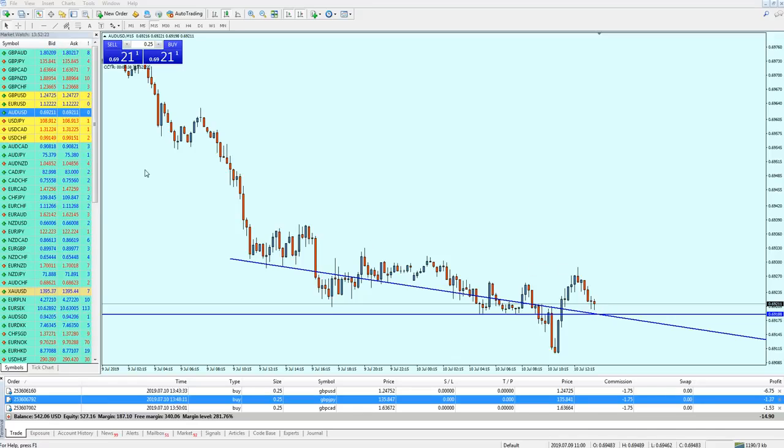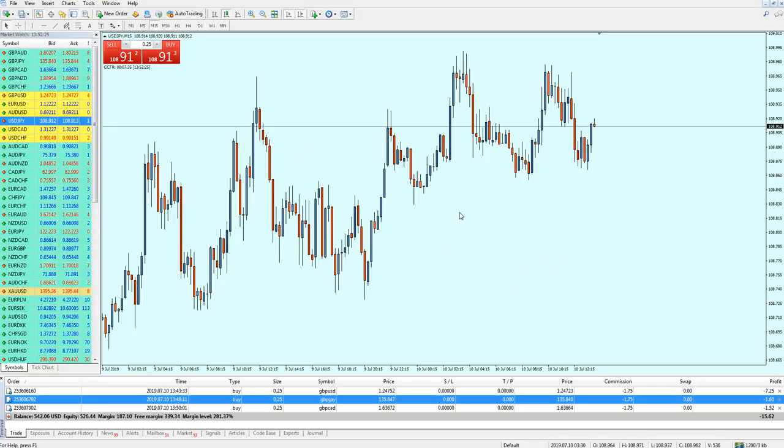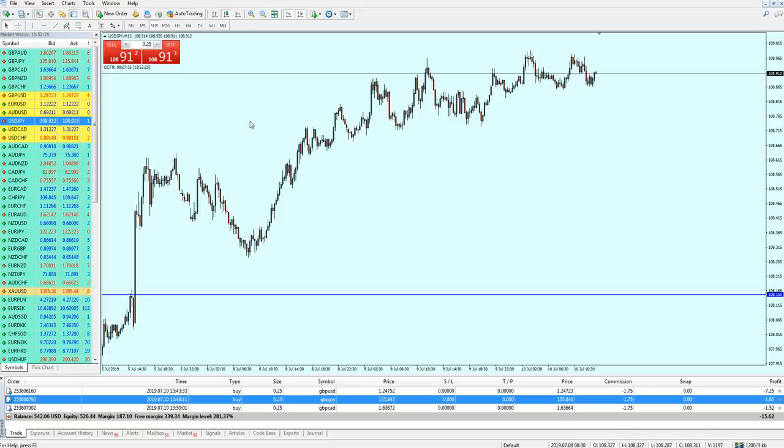So waiting for this market to go a little bit down. Let me try to find something else. USD JPY. Now look at that. The candles are going up, right? The market is moving up. So I need to find options for sell because I need to catch the reversal.